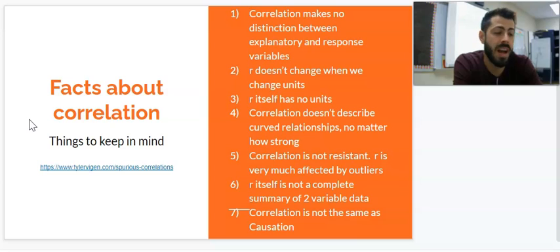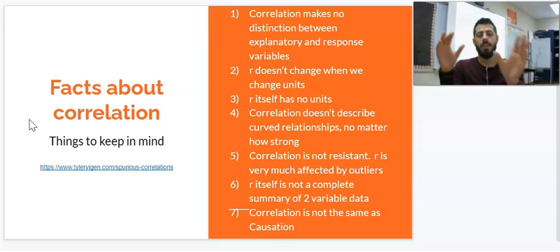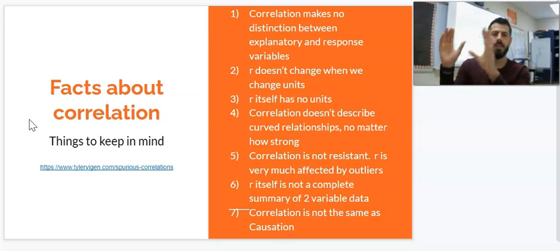Correlation doesn't describe curved relationships no matter how strong they are, right? So you're never ever going to use R to describe a curved relationship. You're only going to use R to describe a linear relationship. There are other metrics we use for curved relationships, and we'll get to those, but R will only describe linear relationships.